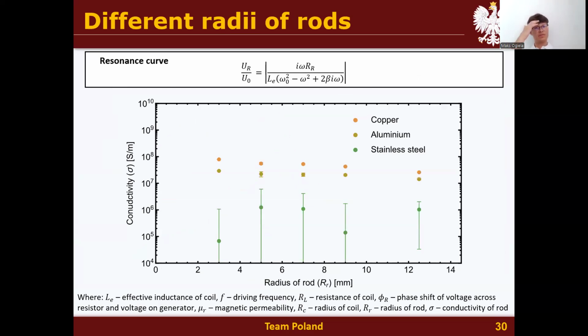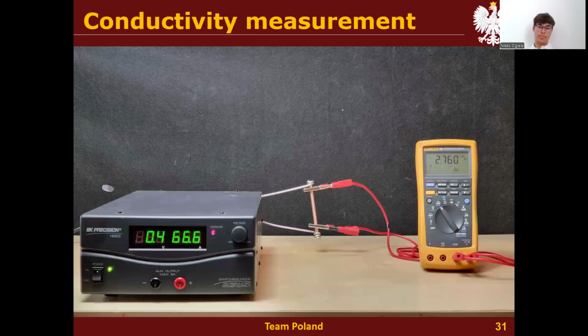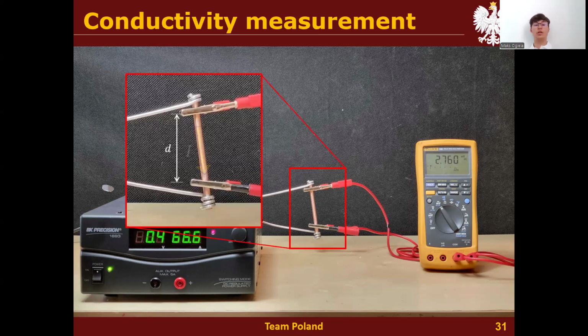We can compare the values of conductivities that we obtained from our measurements for different radii of the rods. And in order to check whether the values that we obtained are real, we used independent measurements. So using the high current generator and the multimeter connected to our rod, we were able to measure the voltage drop across our rod. And from this we were able to obtain the value of conductivity.